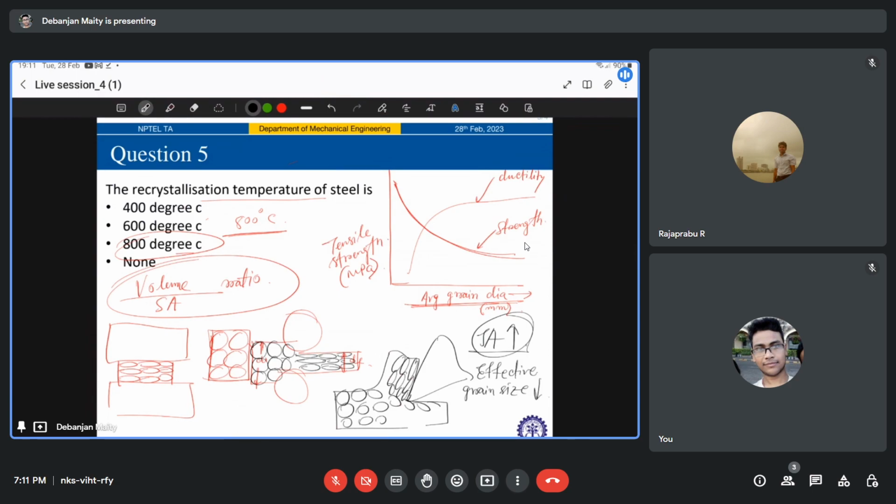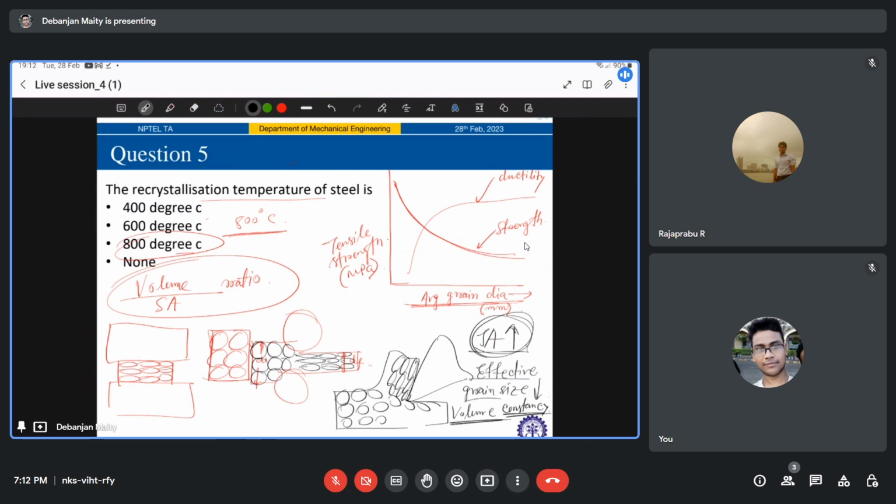But the thing is, volume always remains constant. You have to maintain this volume constancy, otherwise this rule will not be followed. The volume is constant. That's why as the surface area increases, the effective grain size gets reduced. Now, it is possible to restore the original grain geometry by heating the material up to some temperature where new fine grains are formed. This process is called recrystallization. The temperature needed to achieve this is known as the recrystallization temperature, as simple as that.